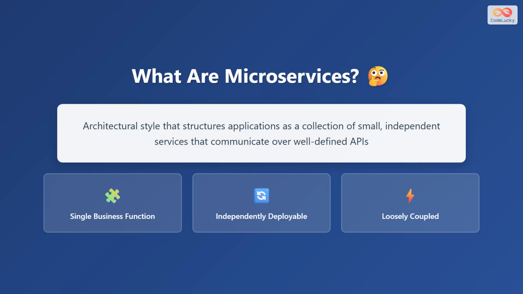Microservices represent an architectural style that structures applications as a collection of small, independent services that communicate over well-defined APIs. Each microservice focuses on a single business function, making it easier to develop and maintain. These services are independently deployable, meaning you can update one service without affecting others. They are also loosely coupled, which means changes in one service have minimal impact on other services in the system.